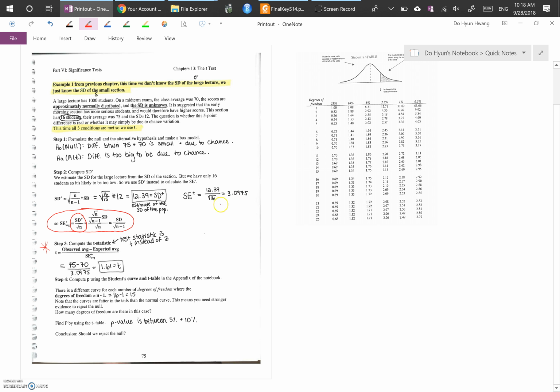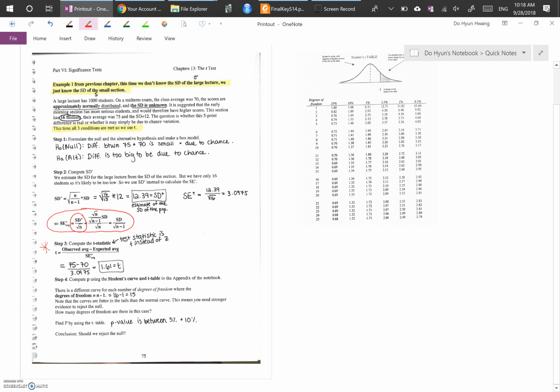Then when I plug in my standard error calculated using the SD plus, we can call it SE plus if we want, I get t is equal to 1.61. So that's my test statistic. I need to find my p-value. It says step 4, compute p using the student's curve and the t-table.